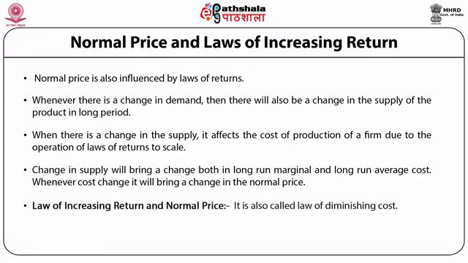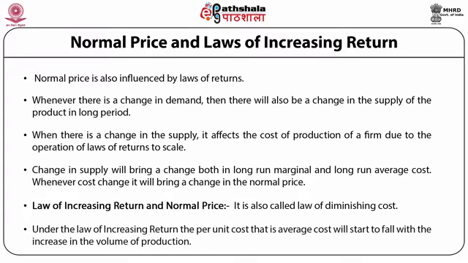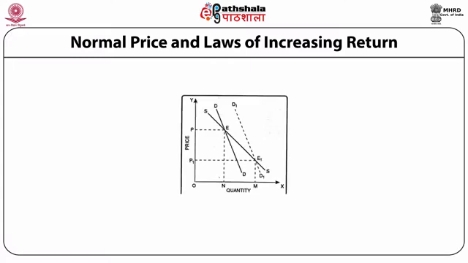Law of increasing return and normal price. It is also called the law of diminishing cost. Under the law of increasing return, the per unit cost, that is average cost, will start to fall with the increase in the volume of production. Marginal cost will also fall under this law. In this diagram, SS is the supply curve which slopes downward. It shows that when the producer increases the production, cost decreases.